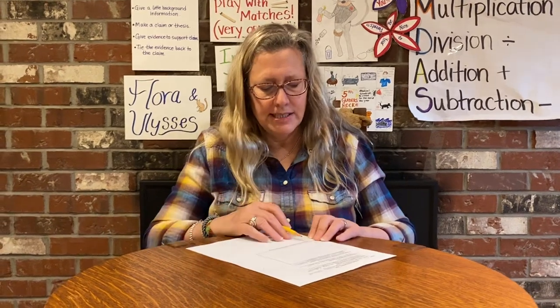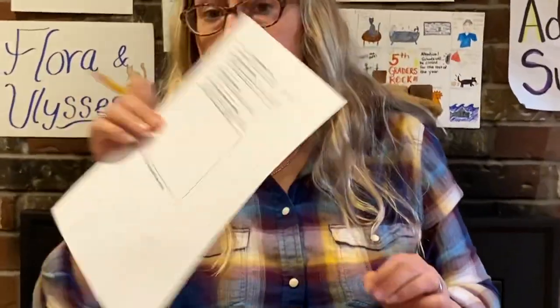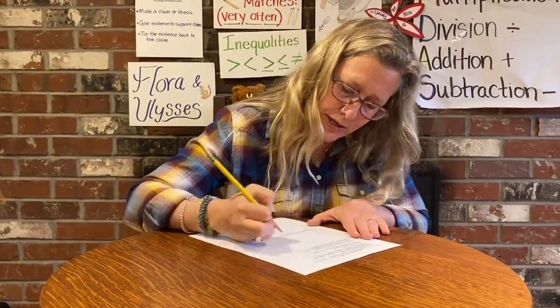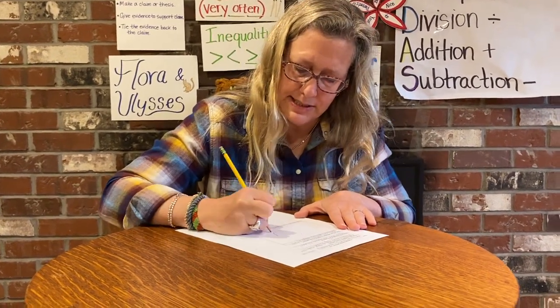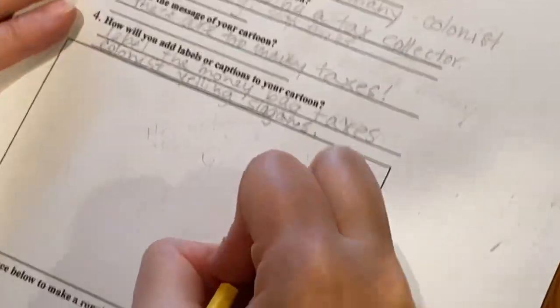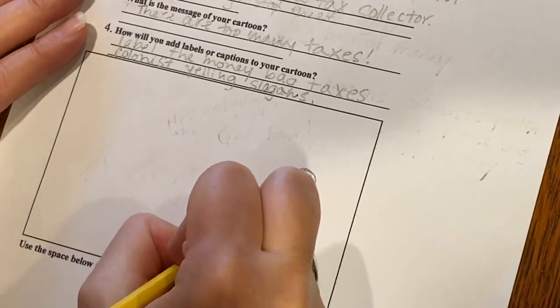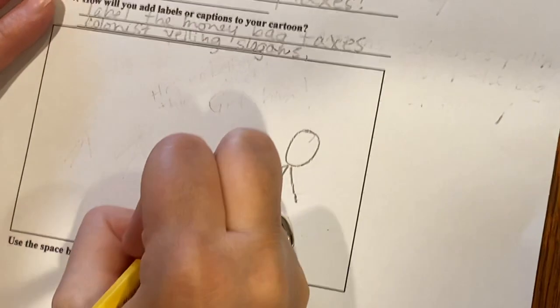And then it says use the space below to make a rough draft of your cartoon. I don't know why it says use the space below. Clearly I've got a big box here. It's the space above. So in this box here, you're just going to do a quick sketch of what your cartoon is going to be. And so you can see what I mean by quick sketch. This guy is going to be running off with a big bag of money that's going to be labeled taxes.